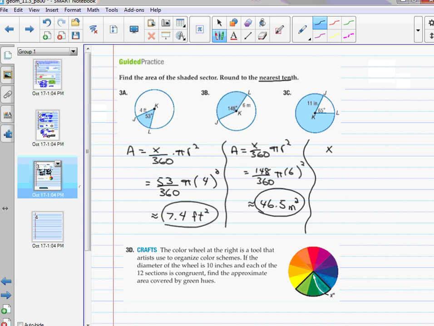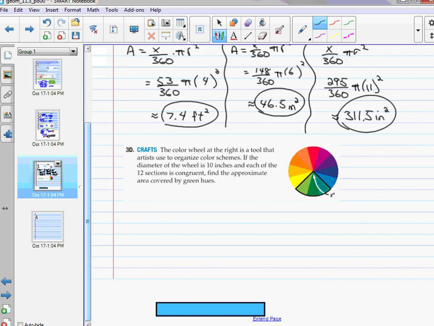So, what's our angle? The x. Where'd you get 295 from? 360 minus 65. Our angle that we are dealing with is this. That's the shaded sector that we're trying to figure out. So 295 over 360 times pi times 11 squared. 311.5 inches squared. We gotta keep these circles around.